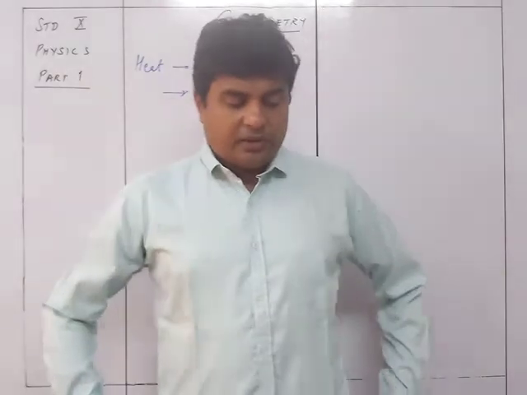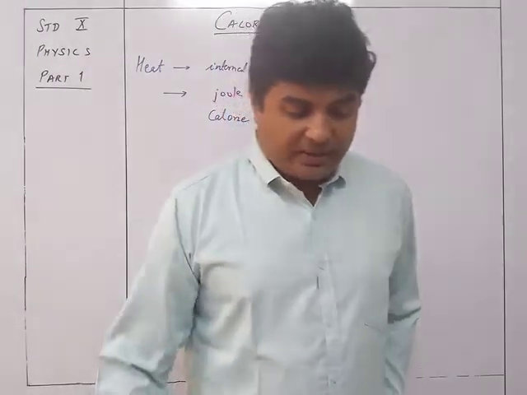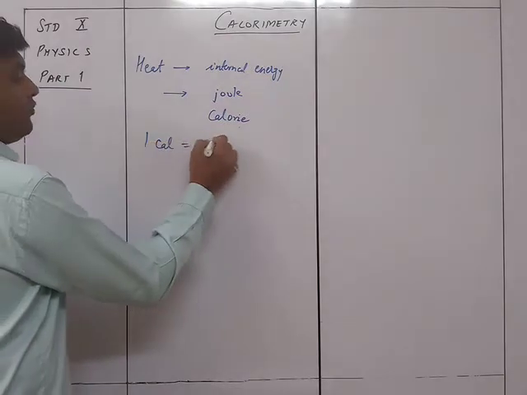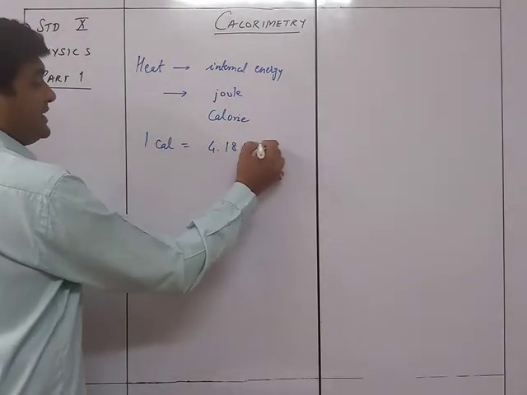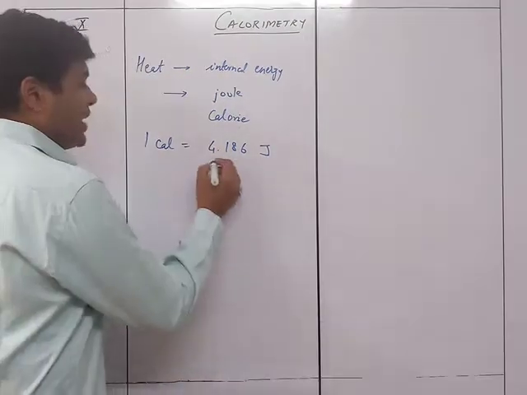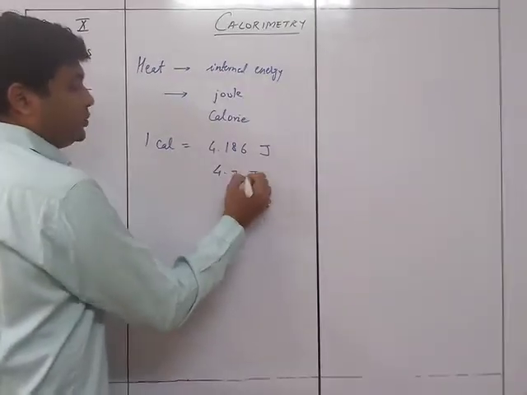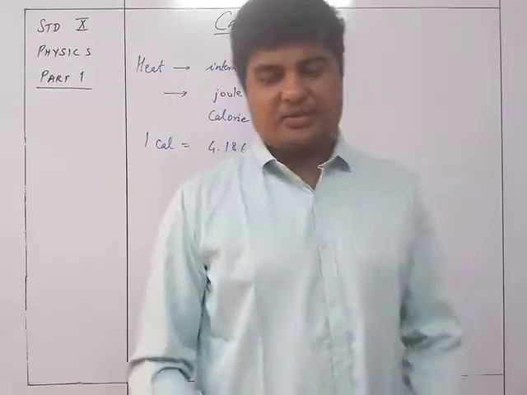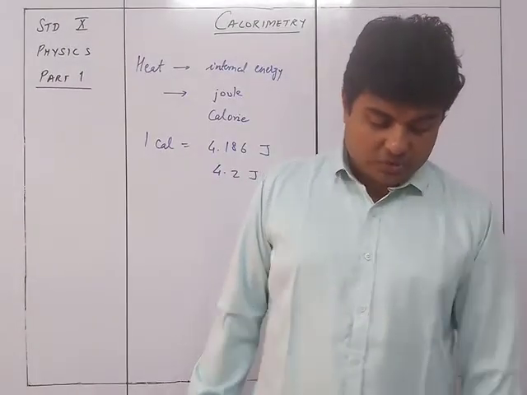So the unit of calorie is related to the SI unit as follows. 1 calorie is equal to 4.186 joules, approximately equal to 4.2 joules. So that is the approximation, 4.2 joules, otherwise the exact value is 4.186 joules.